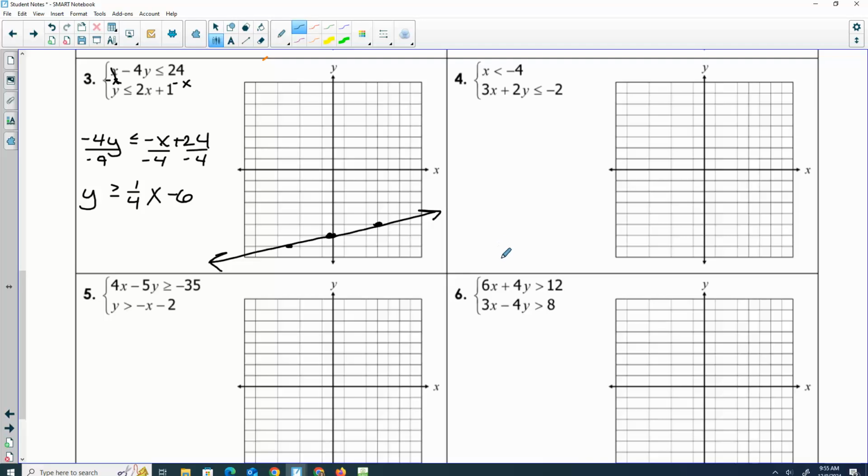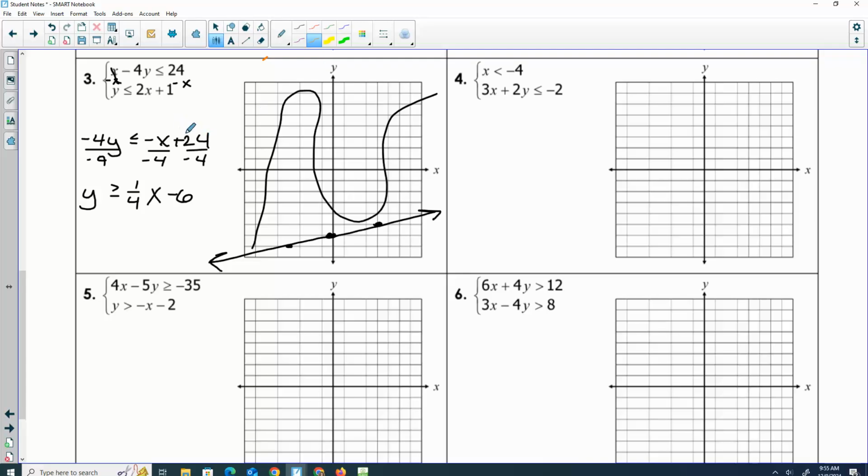Now we need to ask ourselves, where am I shading? Above. Greater than is above. So this is not your final answer, so you are just lightly coloring in above that line. So we currently know it has to be something above this line.